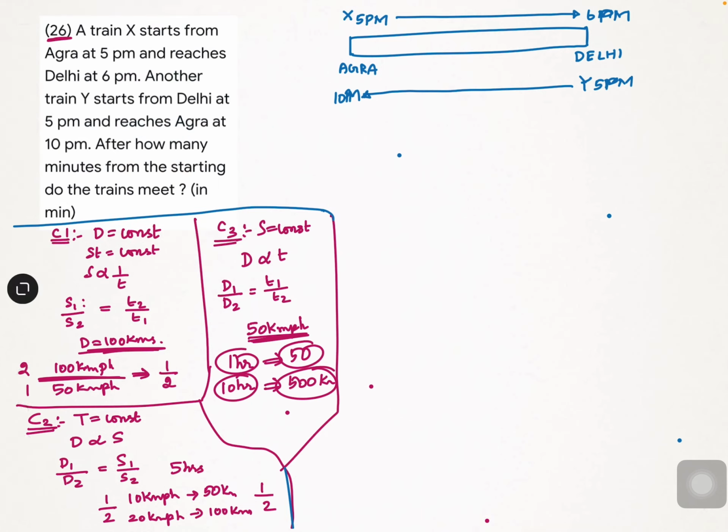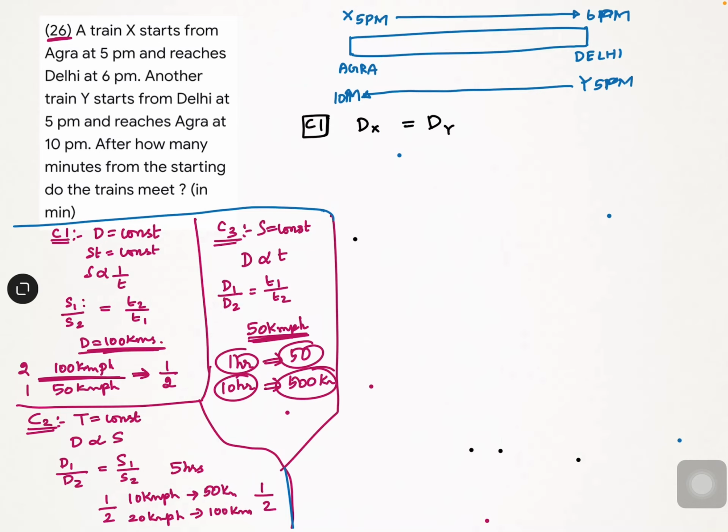Firstly, let's go ahead and try to identify speed ratio of these two particular trains. To understand the speed ratio, we are going to use concept number 1. X has covered the entire distance in 1 hour. So the distance is entire distance. How much distance has the train X covered? The entire distance D. How much distance has the train Y covered? The entire distance D. So the distance covered by the first train is equal to the distance covered by the second train. So the distance is equal to constant.